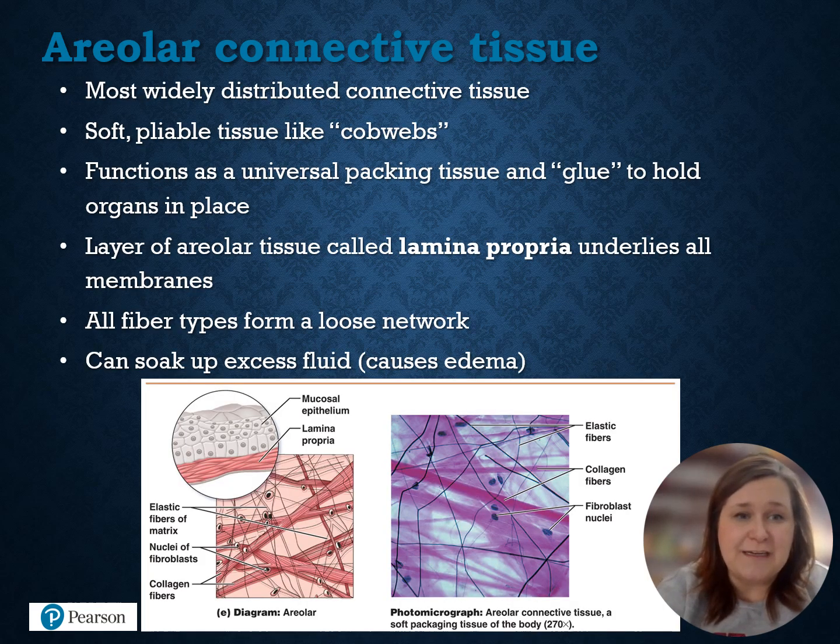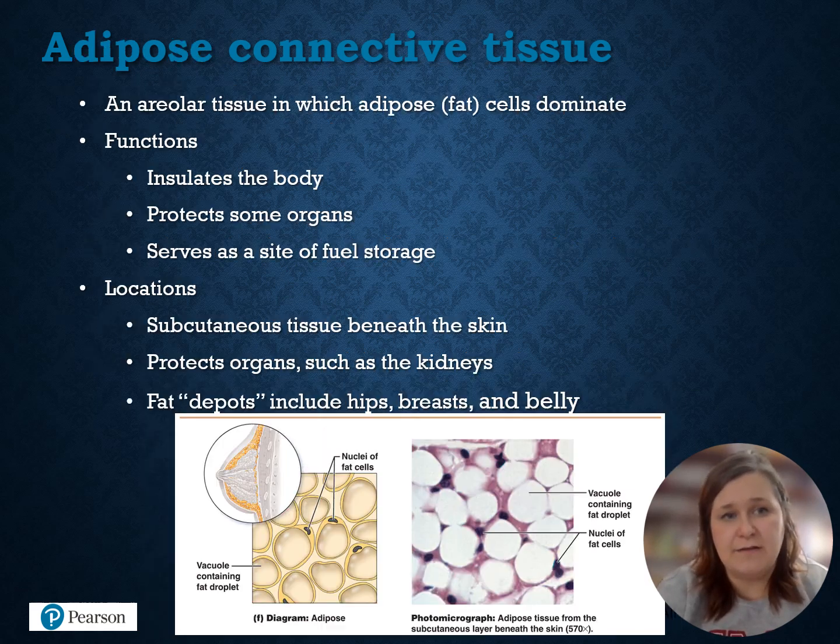So areolar connective tissue is going to be the most widely distributed connective tissue. It's going to be a soft, pliable tissue, kind of like cobwebs. It is going to function as a universal packing tissue and a glue to hold organs in place. Layers of areolar tissue called lamina underlie all of the membranes. And these fiber types form a loose network. So whenever you have swelling, this is the tissue that is soaking up extra fluid to cause that, because it is just so loose and flowy.